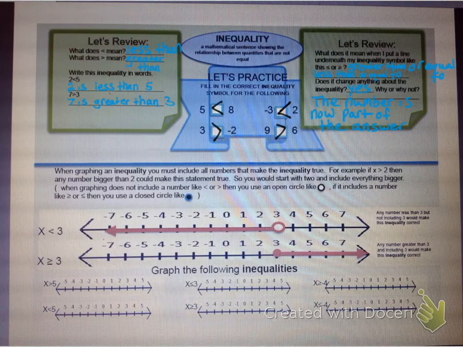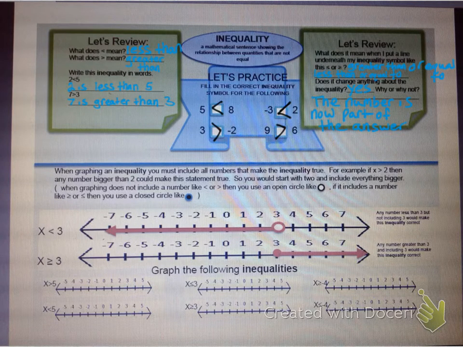So they've already got a couple of graphed inequalities here for us to look at. And that first one is x is less than 3. So I've got an open circle because it says less than. So less than or greater than, we're going to have an open circle. If we add equal to, we're going to fill that circle in and make it a solid circle. So that's kind of what those look like. X is less than 3.